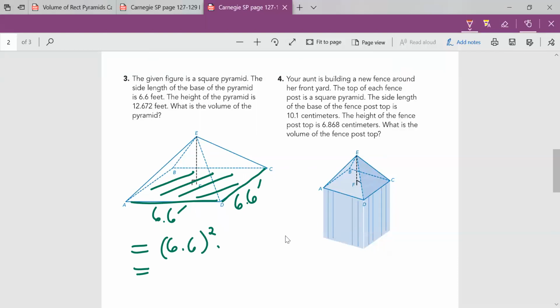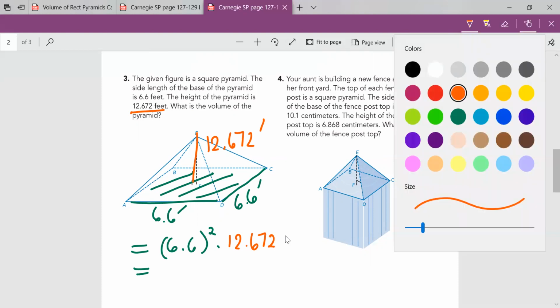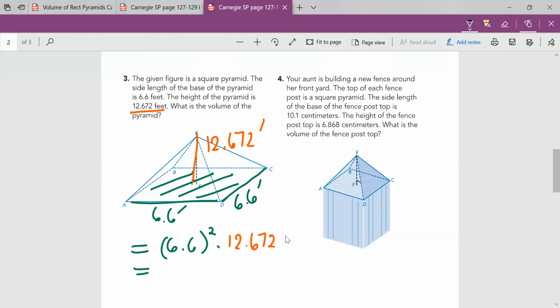And the height is 12.672 feet. 12.672 feet for the height. Okay, and then we would need to divide by 3 because it is a pyramid. If it was a prism, we would be done at that point. But since it does come to a point, we're going to multiply by 1/3 or divide by 3.